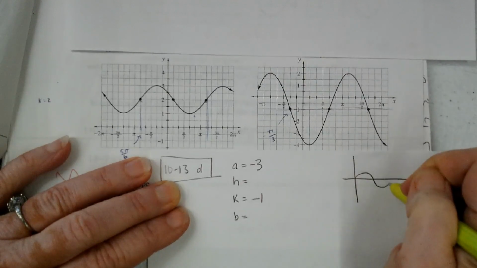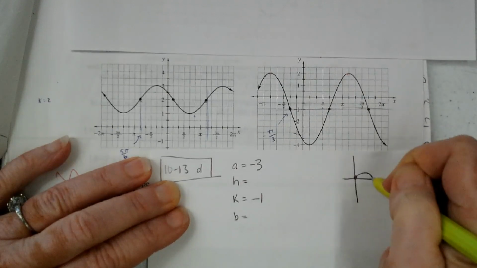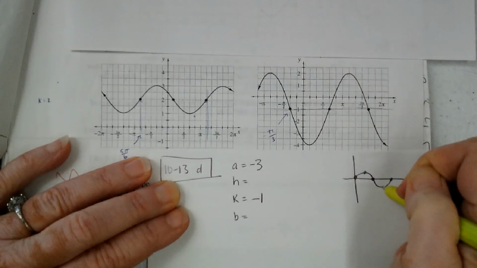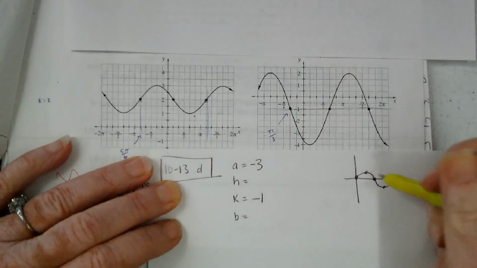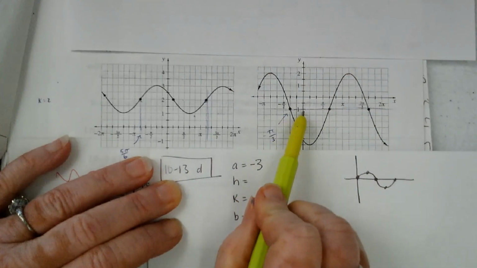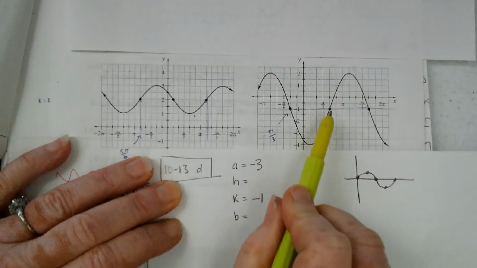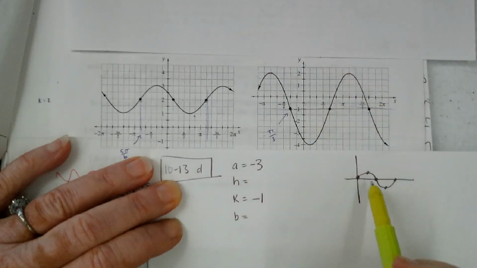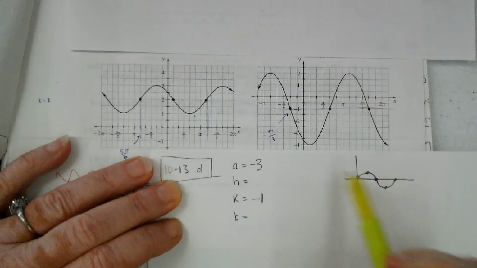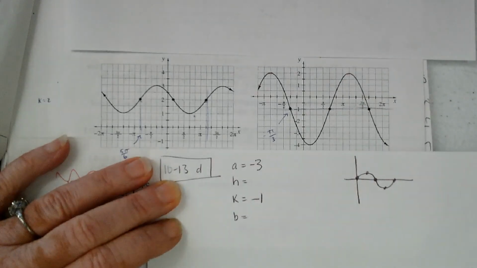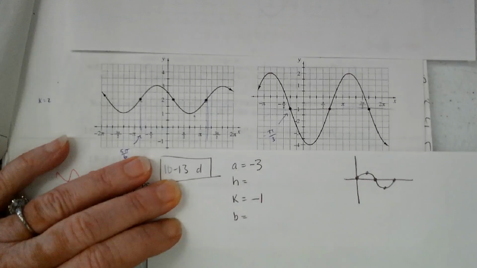my parent function of my sine graph always starts at the origin and goes up first, then hits the center line, then goes down and hits the center line. Well, this one, if I think of this as my locator point, is going down first and then center line, then up. So it's like this one but flipped upside down. That's why I'm going to put a negative sign in front of my sine function.